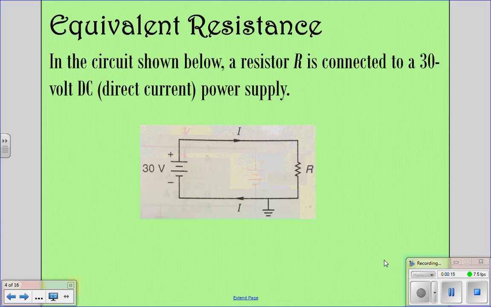They show us a resistor labeled R right here. And it's connected to a 30-volt DC, which stands for direct current, power supply, and that's over here. Okay? So we start off with that picture there.